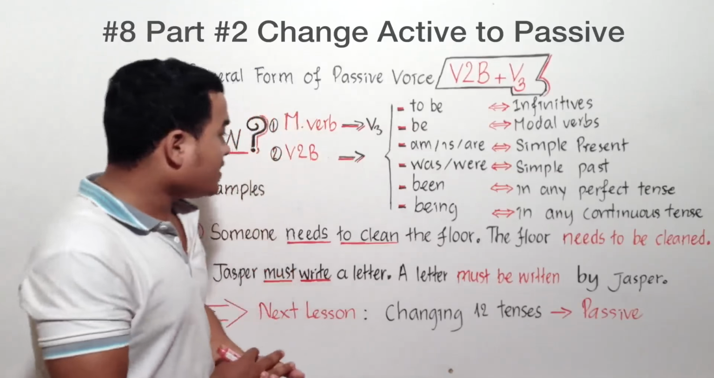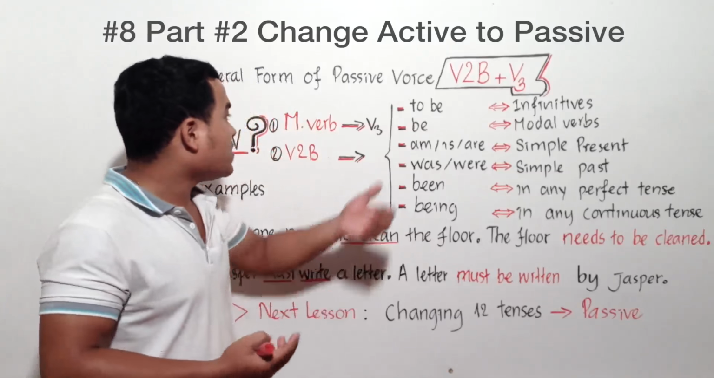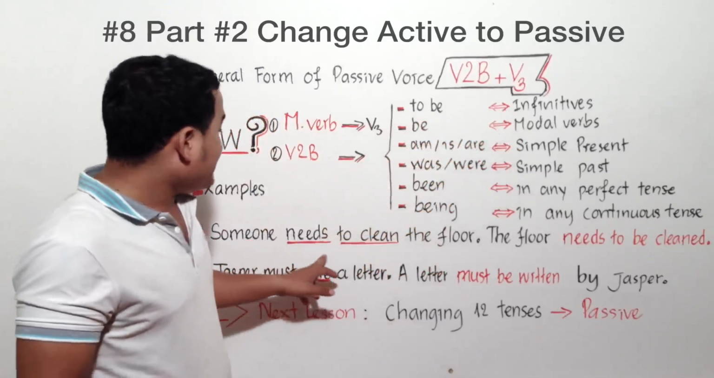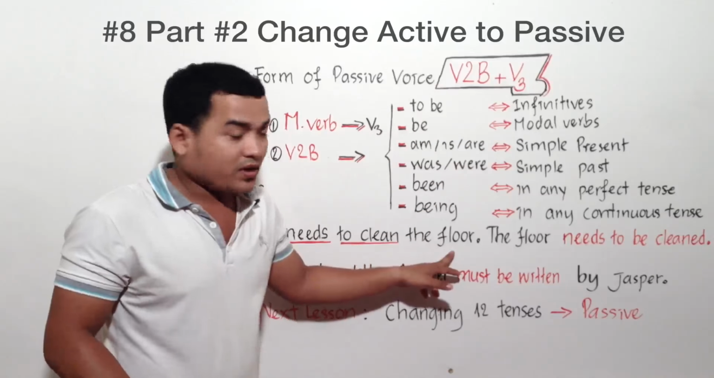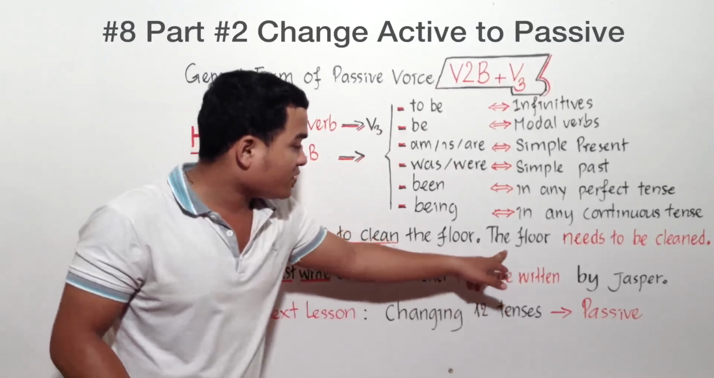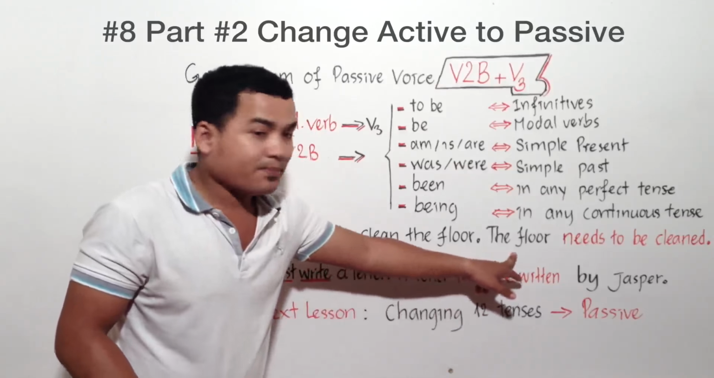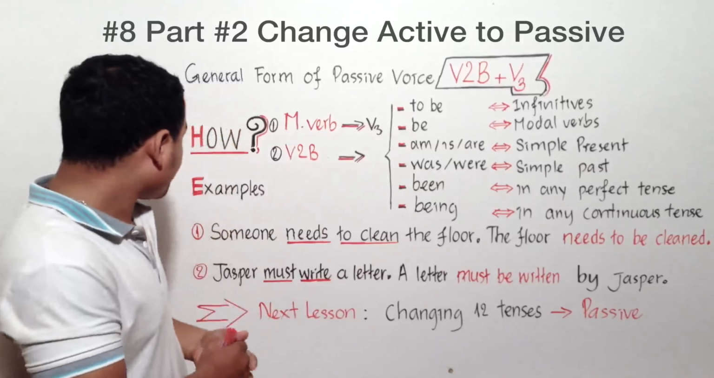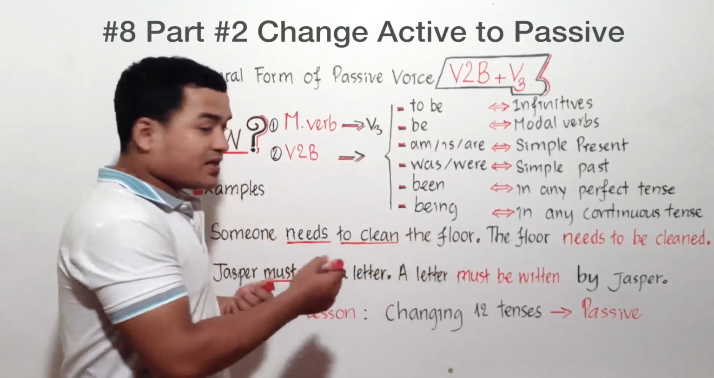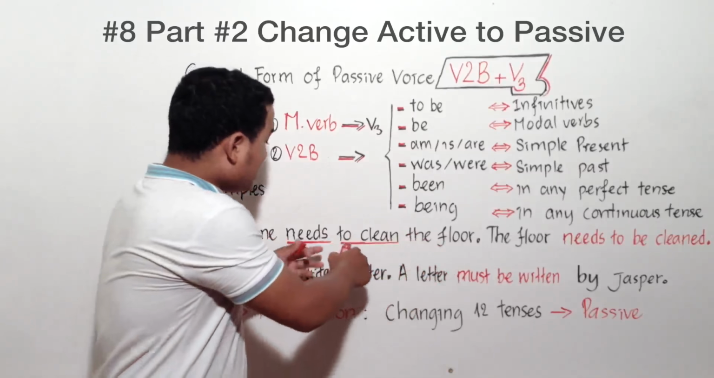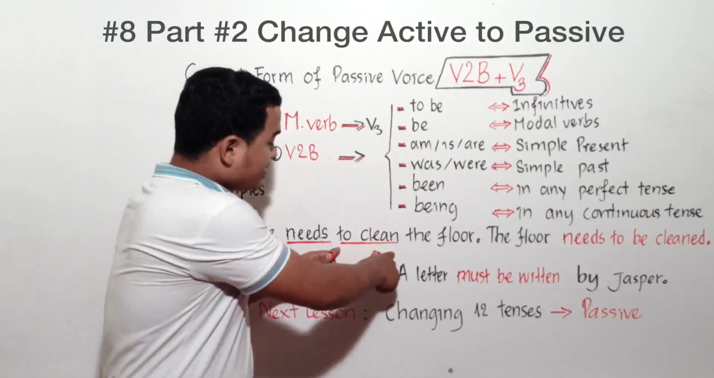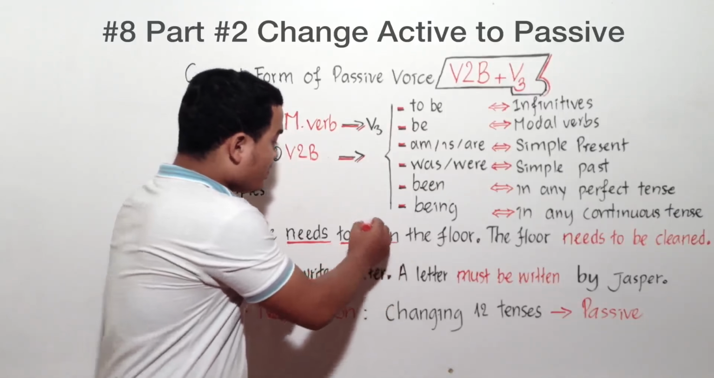Alright, so now we begin with 2 examples, infinitive and modal verb. Someone needs to clean the floor, right? And as you already learned, the floor is the object, so the floor will be the subject in a passive sentence. If you study the sentence, you will see that to clean here, the word clean, is the main verb. To clean is infinitive, right? Here is the main verb.